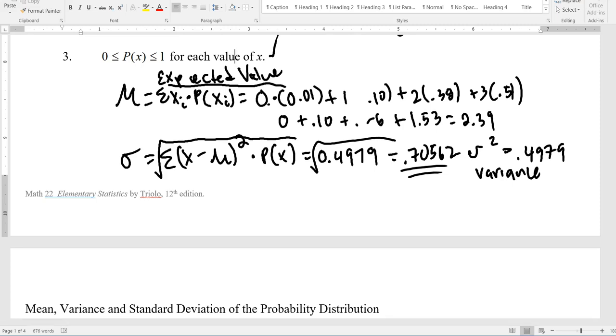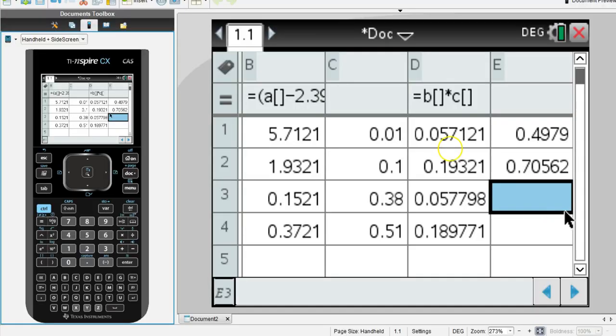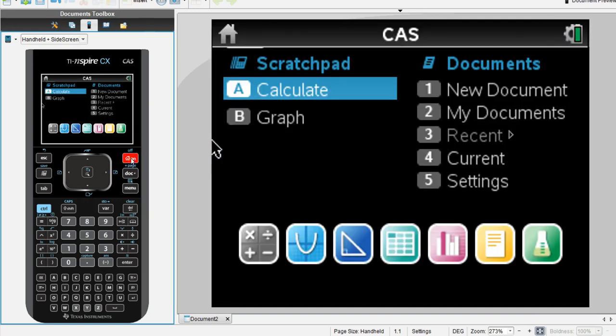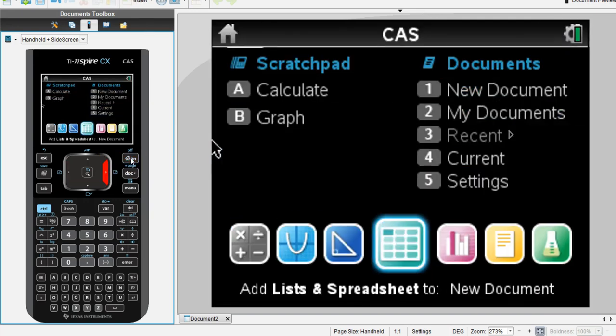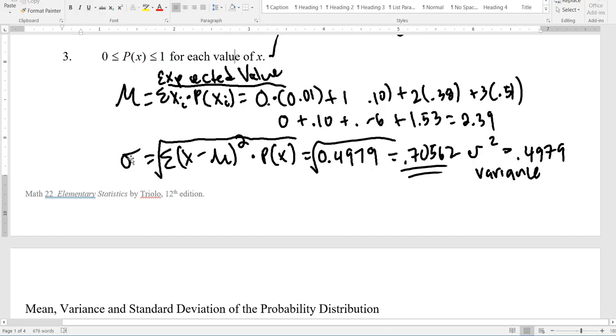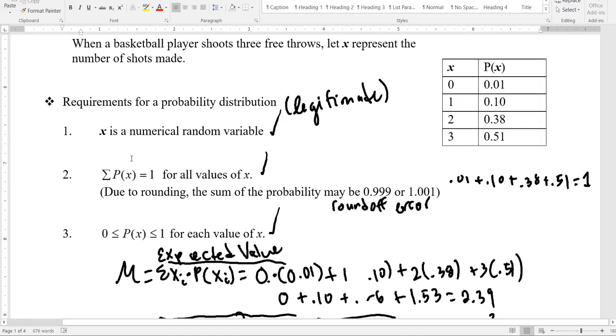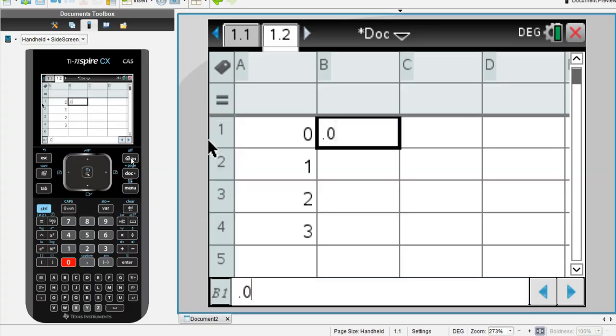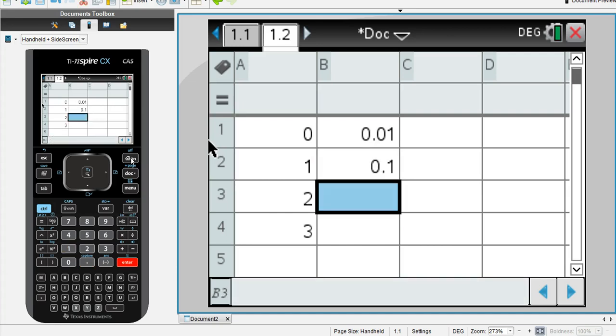Wouldn't it be nice if the calculator could do some of this heavy lifting for us? Right? Good news. It can. I'm going to create a new sheet because I just like this too much. I think it's too beautiful to make go away. So I'm going to add a new sheet. Put the x's, 0 through 3. The probabilities. .38, .51.